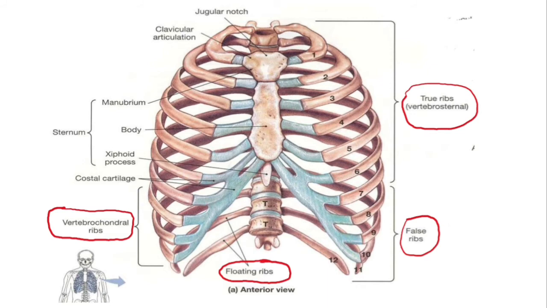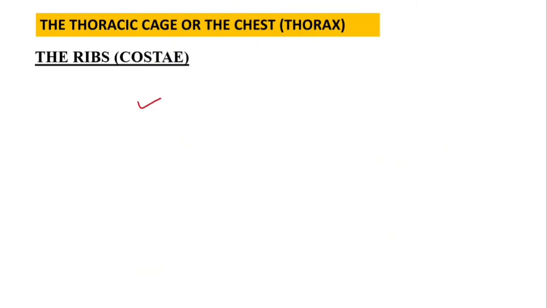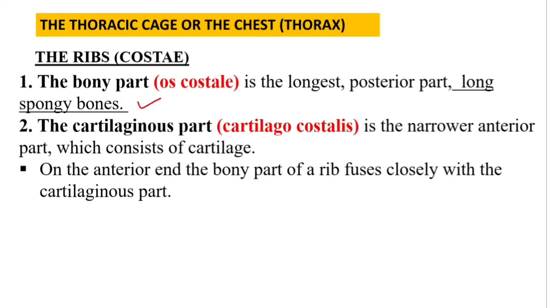Vertebrochondral ribs, right? Okay, now let's talk about the ribs a little bit deeper. The rib has two parts, the bony part and the cartilaginous part. The bony part, os costale, is the longest and posterior part, and this bony part belongs to the long spongy bones. If you remember our classification, long spongy bones, right?